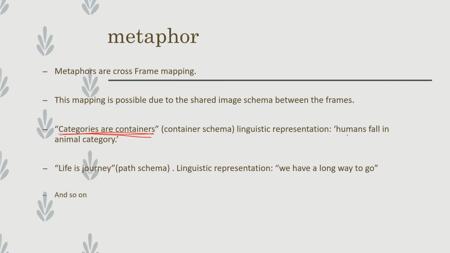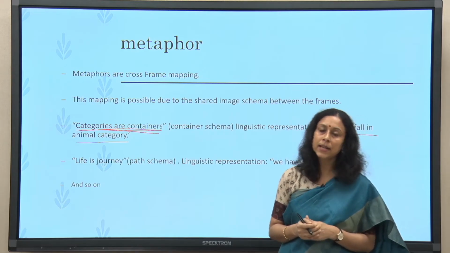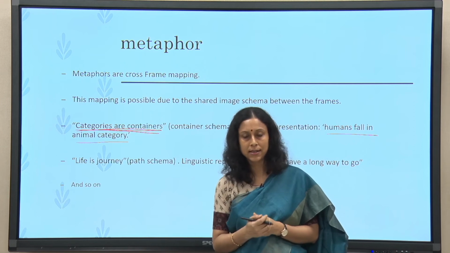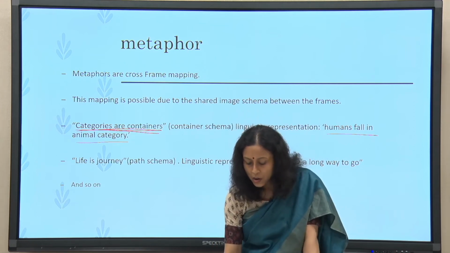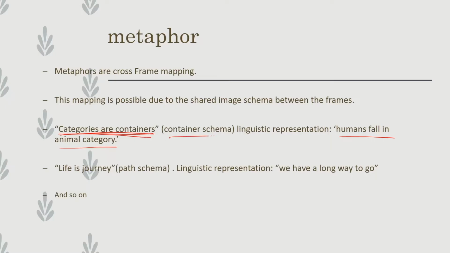So, when we say a sentence like humans fall in animal category, humans are part of animal category, you may change the sentence to make it sound better, but I have used a rudimentary sentence to make the point clear. So, humans fall in animal category, meaning that humans are part of animal category. So, what is happening here is that we are using the container image schema that we have already seen before. Container image schema is the schema that binds the things together. So, on the one hand categories and on the other hand containers.